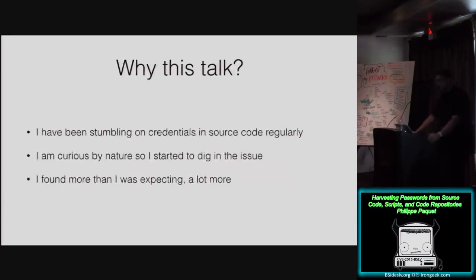So why this talk? I've been stumbling on passwords in source code very, very regularly and getting some amount of frustration about it. And because I'm curious by nature, I started to dig in that area. And I found a lot more than I was expecting. I was expecting to find in some repository just a few passwords, some credentials, and what I found was actually very impressive. If you want to own a desktop network, you're going after the domain controller. If you want to own the data center, go after the code repository. Everything is there.